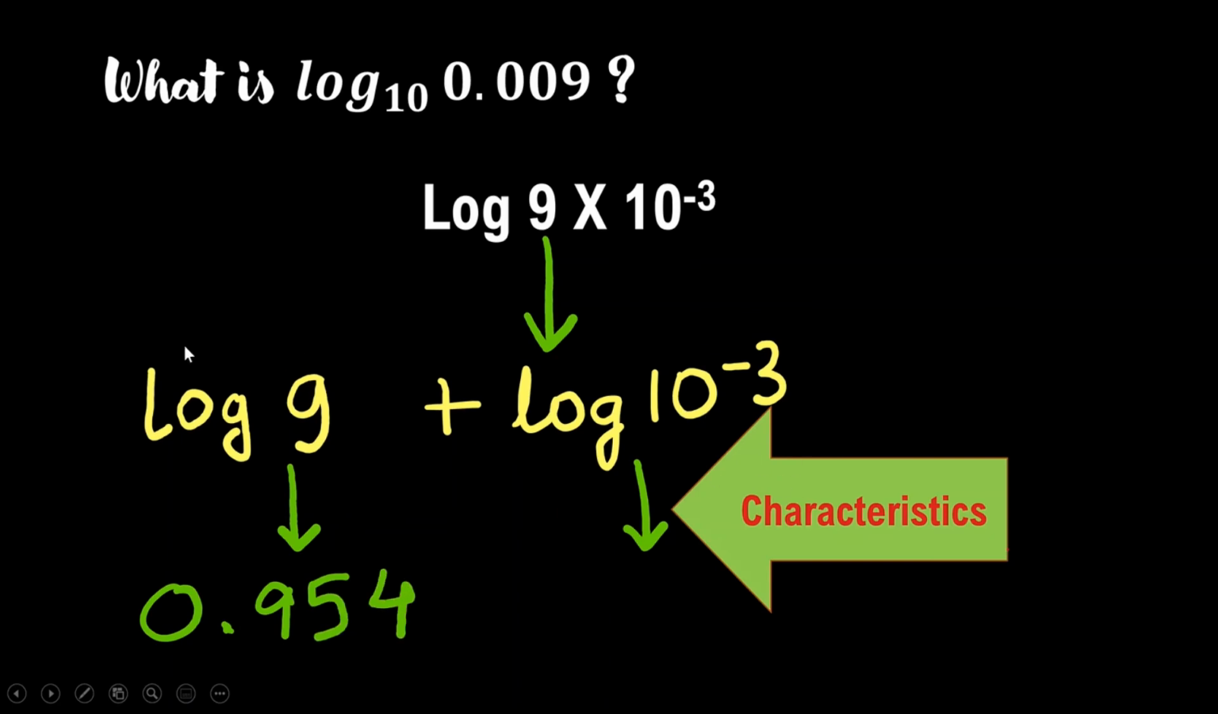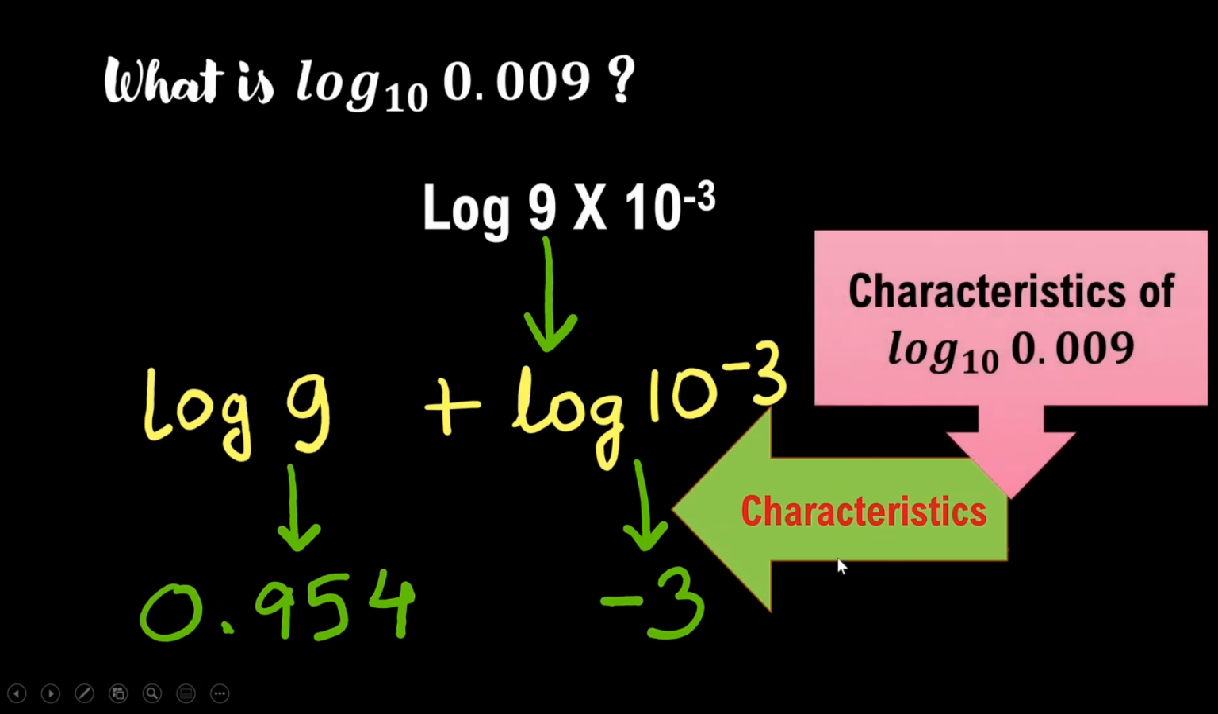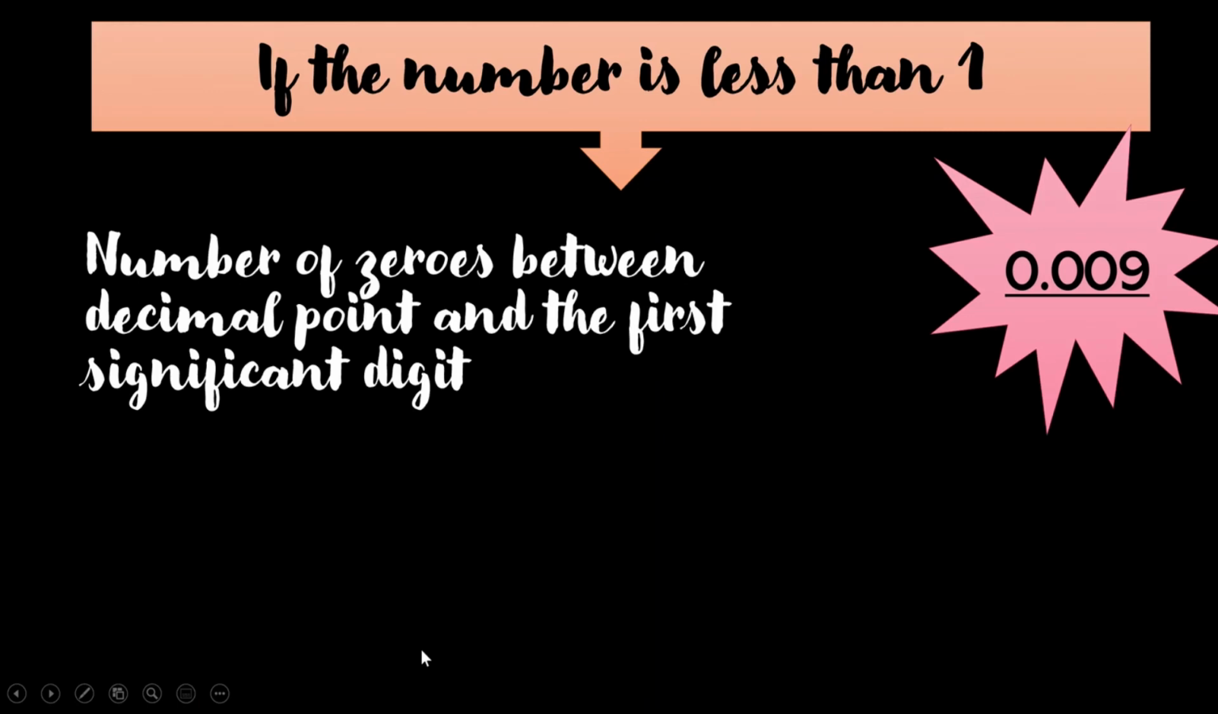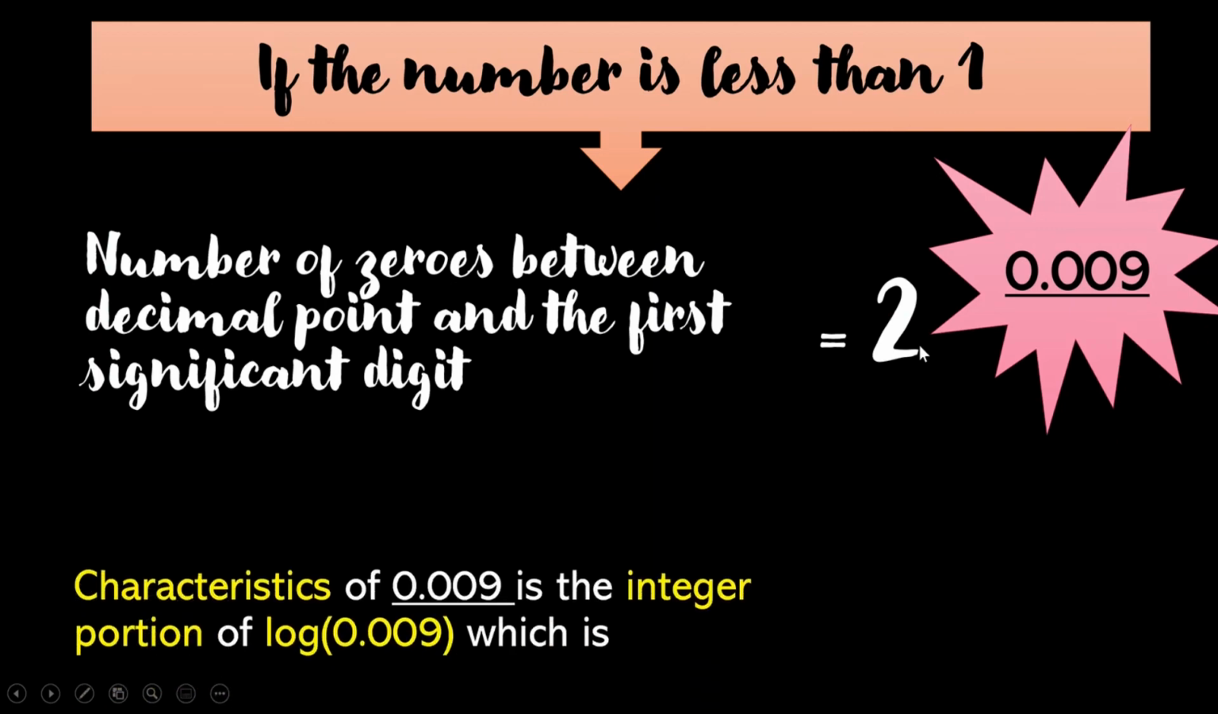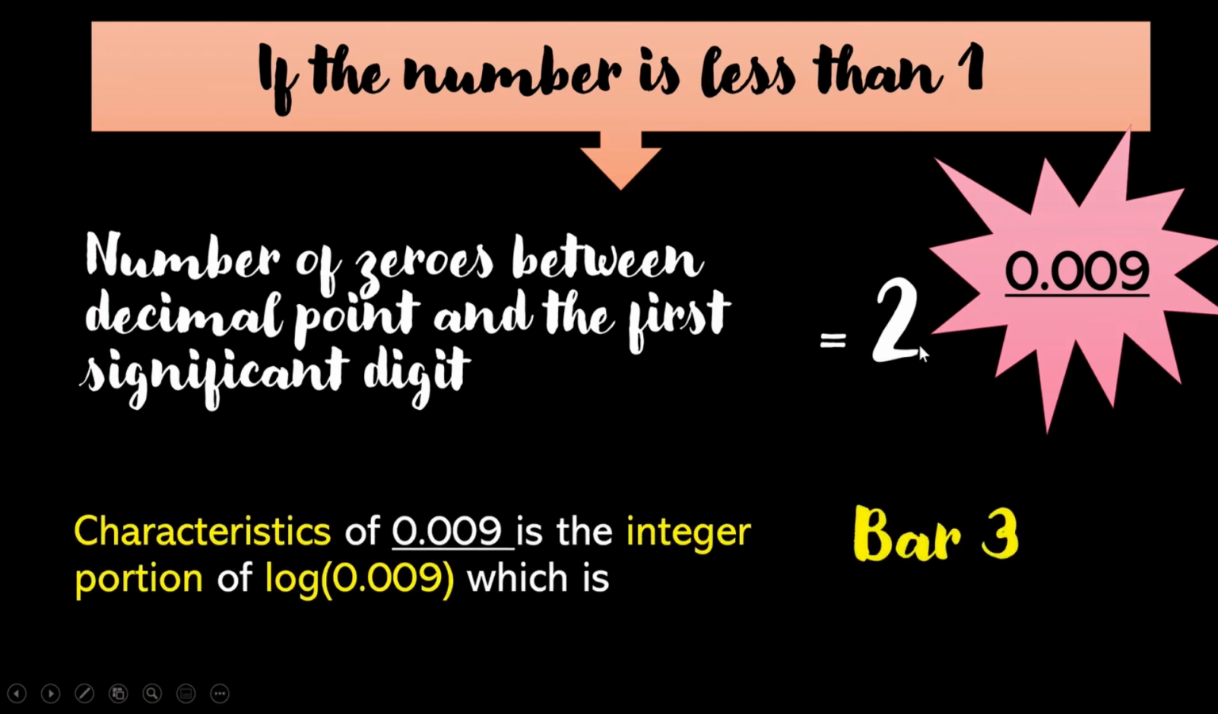And whatever is the value of log of 9, that is the mantissa. So if you check here, log of 10 to the power minus 3 is minus 3, or we can also write it as 3 bar. So 3 bar is the characteristic of log of 0.009, and the mantissa is 0.954. Again, just to verify how many zeros there are between the decimal point and the first significant digit, it is 2. So we can see here that again the characteristic is 3 bar or minus 3. We have just verified, right?